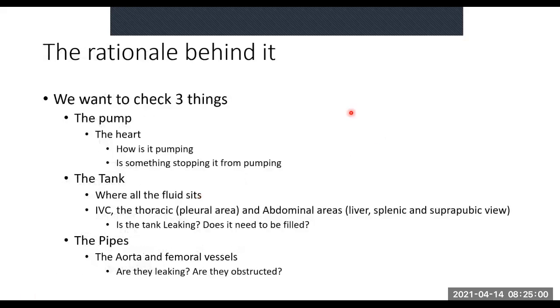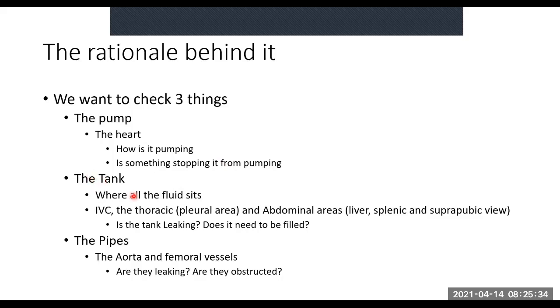So what's the rationale behind it? Why can we use the ultrasound to check for shock, and how does it help us? It's quite simple. Number one, we want to check the heart, the pump. We want to check how it is pumping. Is it pumping fine, and is something else causing the shock? Or is it not pumping fine, and is that the cause of the shock? Or is something obstructing it and stopping it from pumping properly? We want to look at the tank. The tank is basically your veins. That's where most of your blood sits. Sorry, not the pipe. So the tank is the veins.